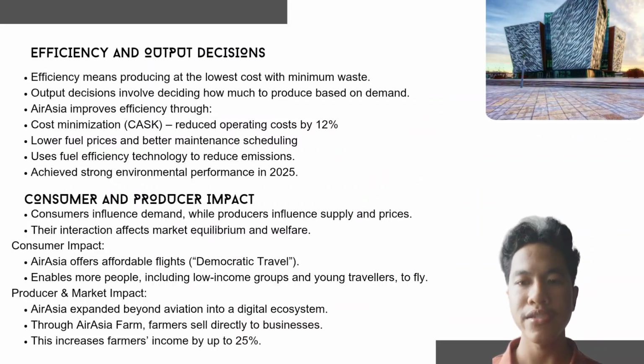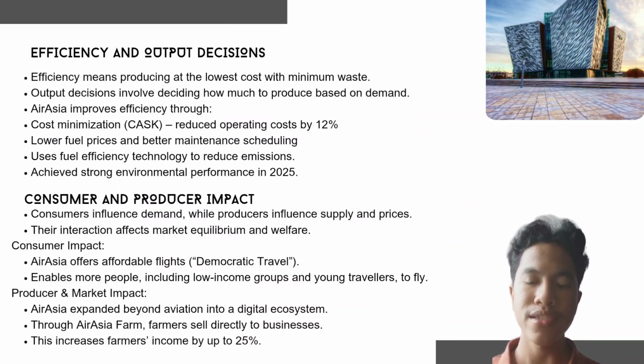Next, we also have efficiency and output decisions. Efficiency means producing at the lowest cost with minimum waste, and output decisions involve deciding how much to produce based on demand. AirAsia has improved its efficiency through cost minimization, or CASK, by reducing operating cost by 12%.